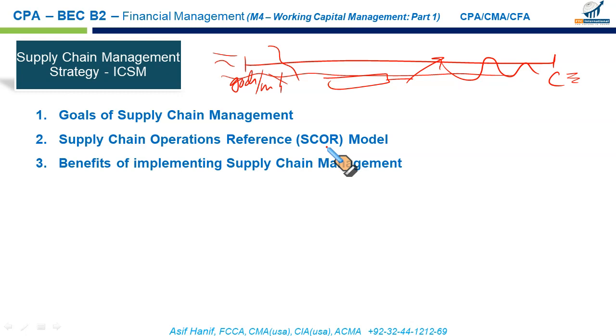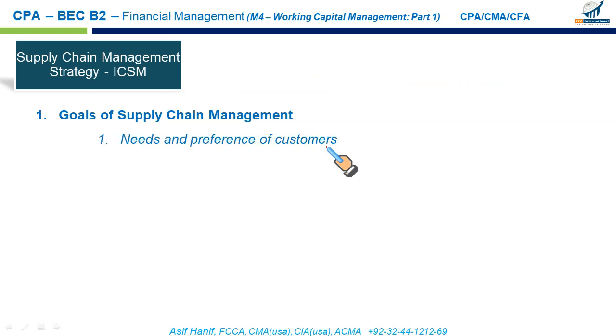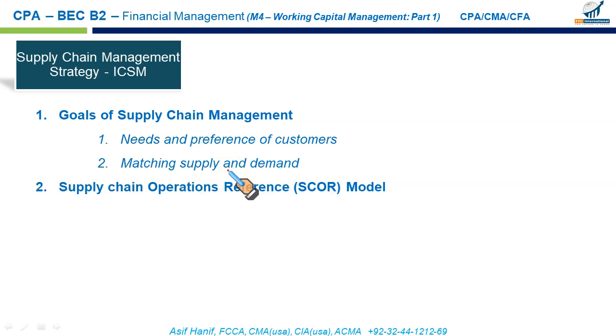So there are some steps given. Let us discuss these steps one by one. I think I have them here in the next slide. Goal, we already discussed: needs and preferences of the customers, matching supply and demand so that our customers are delivered the goods they need on time, where they need them, right place, right time.